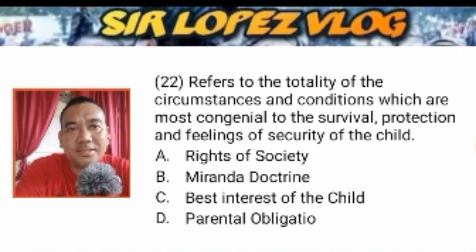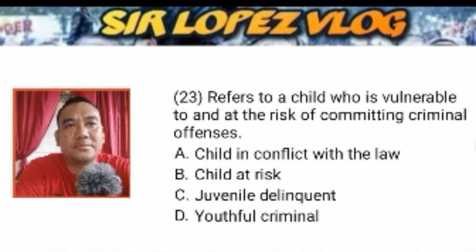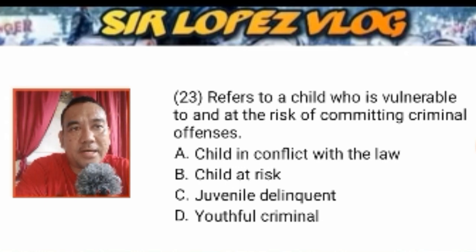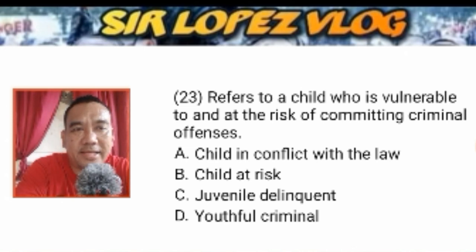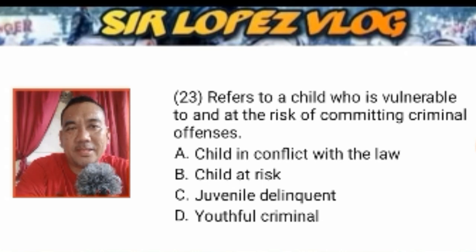Next is 23. Refers to a child who is vulnerable to and at the risk of committing criminal offenses. A. Child in conflict with the law. Letter B. Child at risk. Letter C. Juvenile delinquent. Or letter D. Youthful criminal.